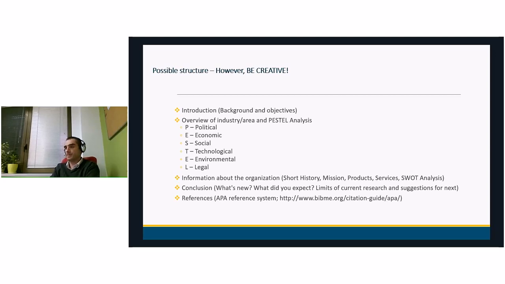Sometimes our area of interest could be a specific state. What I advise you to do is the PESTLE analysis. I don't know if some of you use it or not, but it's a good tool. And what does it include? It includes different forces that shape the society, for example, political, economic, social, technological, environmental, and legal.